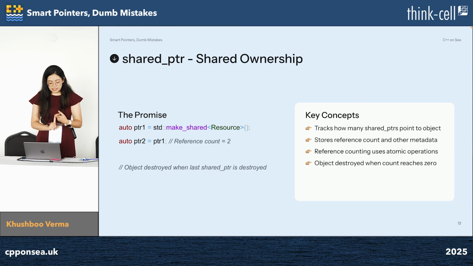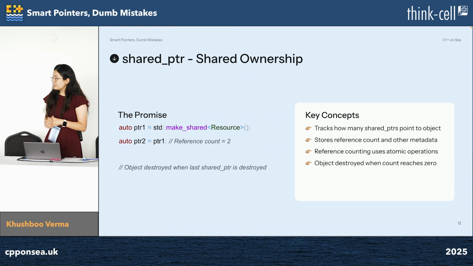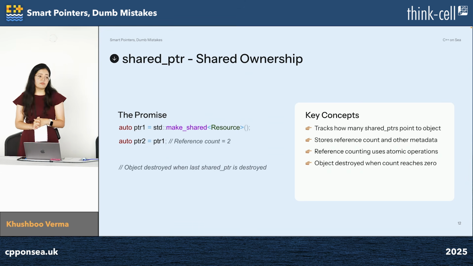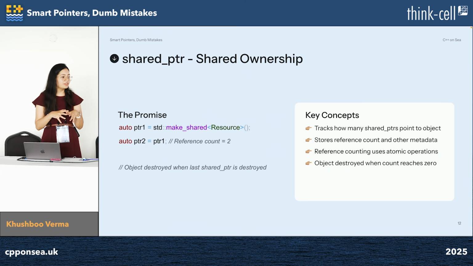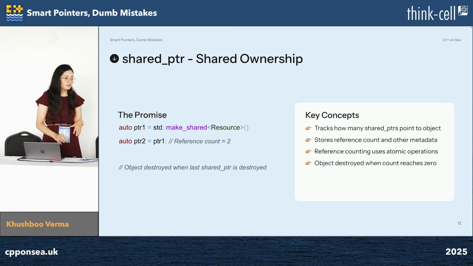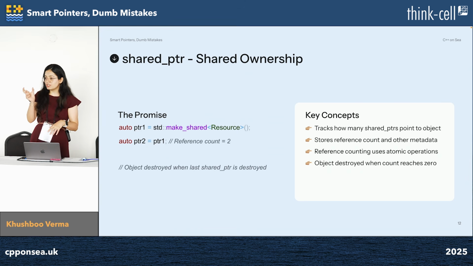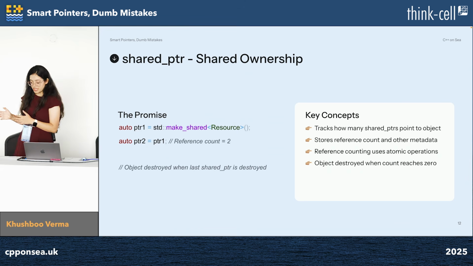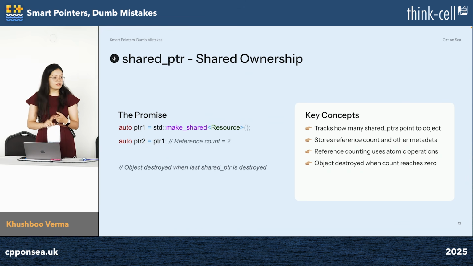And this reference counting uses atomic operations. I would like to point out that reference counting is thread safe. So if multiple threads are initializing pointers to the same memory location, it's going to be a thread safe operation. It's going to work perfectly fine. And objects are destroyed when the count reaches zero. So if there are multiple pointers pointing to the same location, it would be destroyed when the reference count becomes zero, right? So it enables shared ownership. It has multiple pointers to the same object, and the reference counting is automatic.